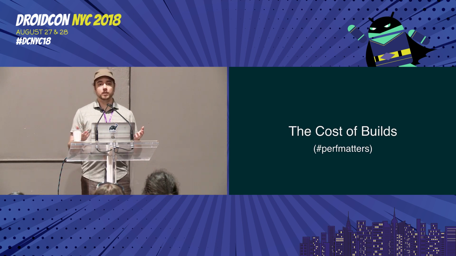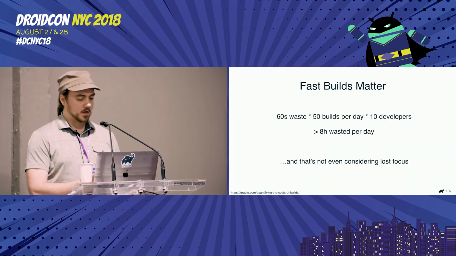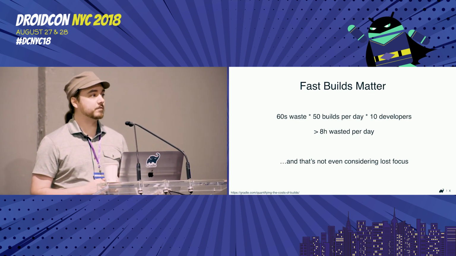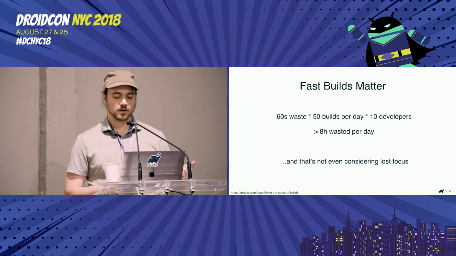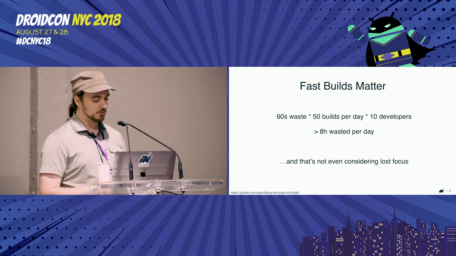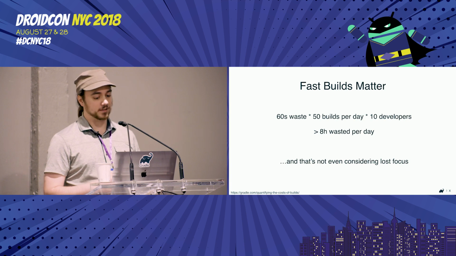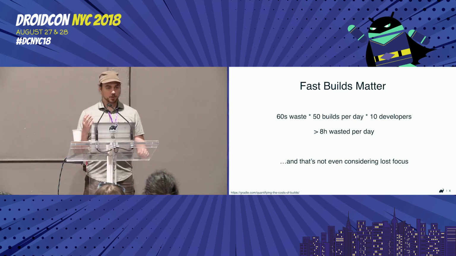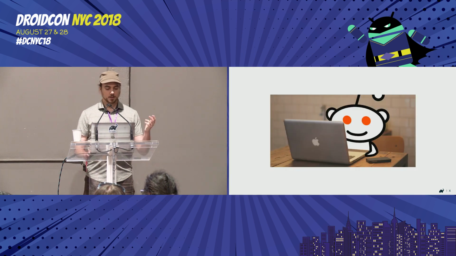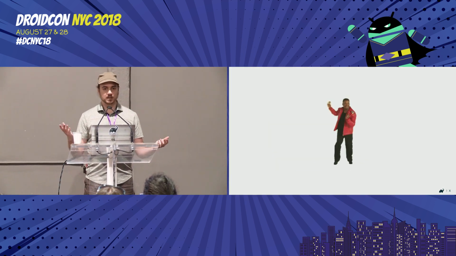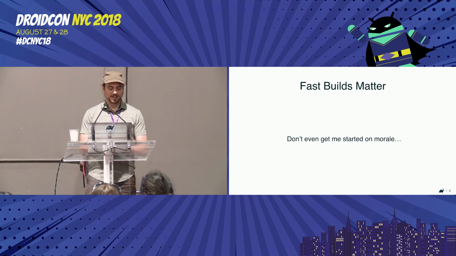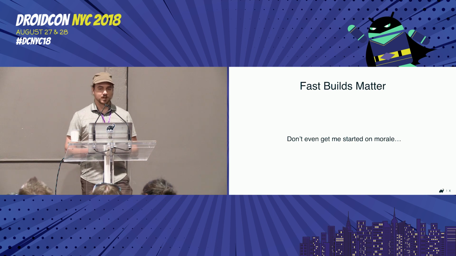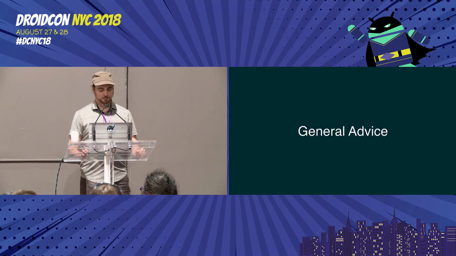Of course, as we all know, perf matters. Imagine you have a typical small Android team of about 10 developers. Each one of them does 50 builds per day. If those builds on average take 60 seconds longer than they need to, that's an entire developer day per day wasted building your app. And the real cost is probably higher. If your build takes too long, you mentally check out, you're browsing Reddit, you're making new Slack emojis. And as important as those things are, there are probably things your team would rather you be doing. So perf really does matter.